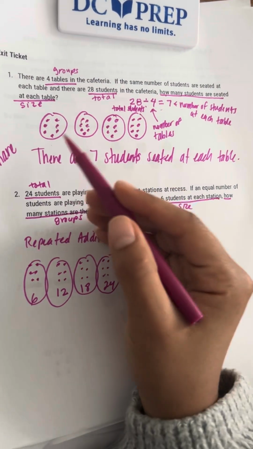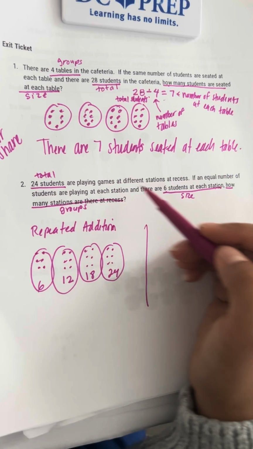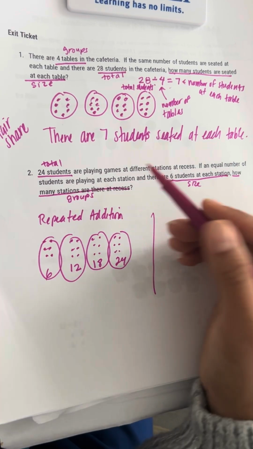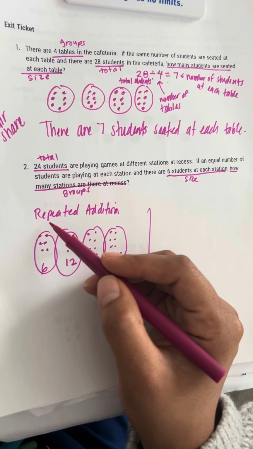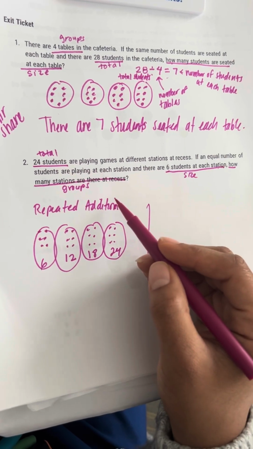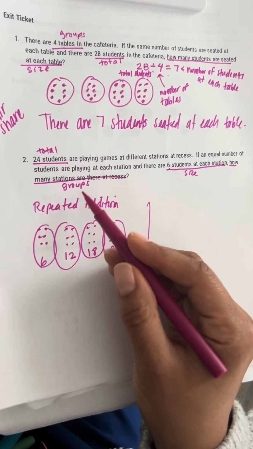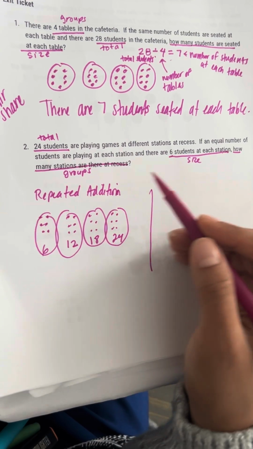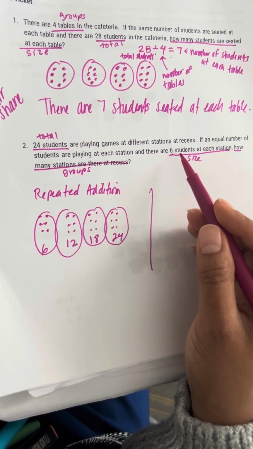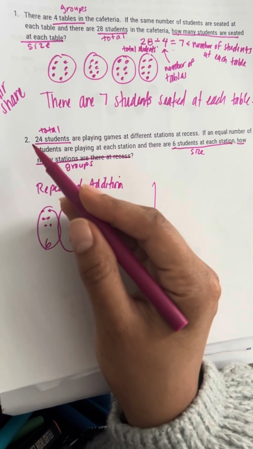So we have identified that we've been given the total and we've been given the size of each group. So we need to find how many groups. And I started off by labeling that I'm going to be using repeated addition for this, since I don't have the number of groups and I need to find it. Repeated addition is when we add the size number again and again until we get to the total.